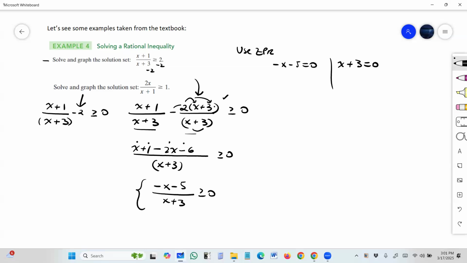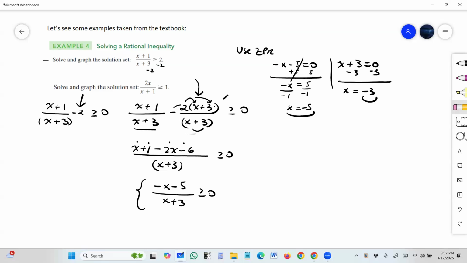Okay, so I'm going to add 5 to both sides. You could have just added the x, but it's okay. And then I'm going to divide everything by negative 1. I get x equals negative 5. This is one root. Minus 3 on both sides. This is another, supposedly, right?